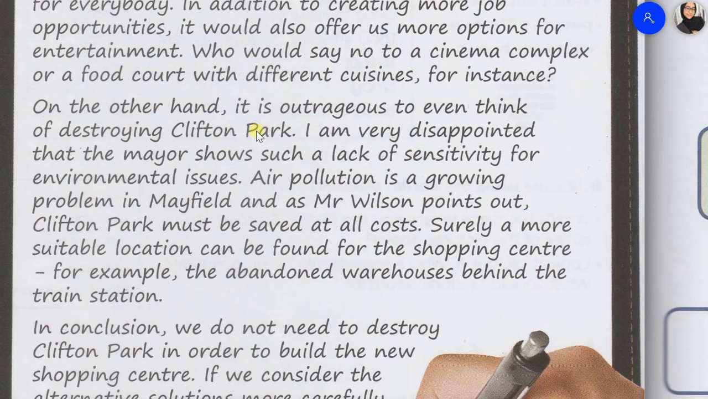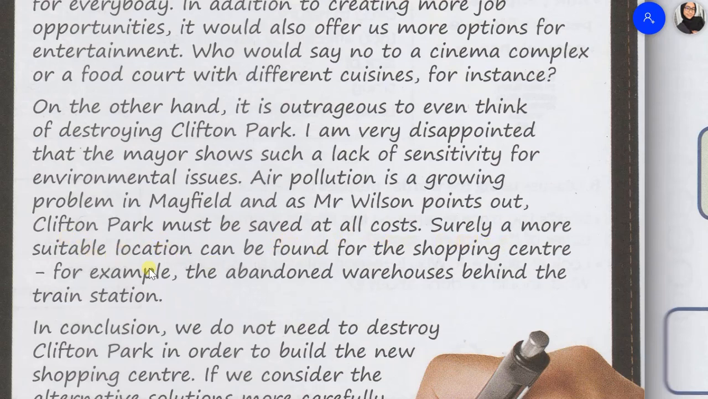On the other hand, it is outrageous to even think of destroying Clifton Park. I am very disappointed that the mayor shows such a lack of sensitivity for environmental issues. Air pollution is a growing problem in Mayfield, and as Mr. Wilson points out, Clifton Park must be saved at all cost.